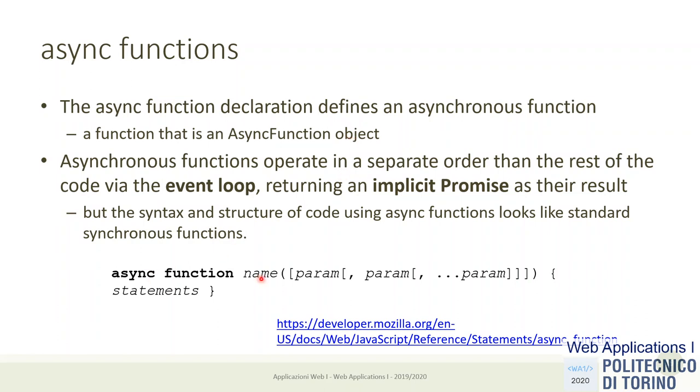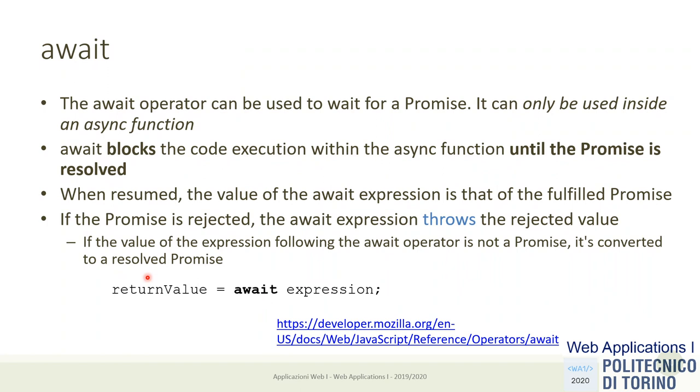You just define any function like you do normally, but with the async keyword in front of it, and this will automatically be transformed into a promise that will execute this function as the normal fulfilled value. And for consuming these promises, we can use the await keyword.